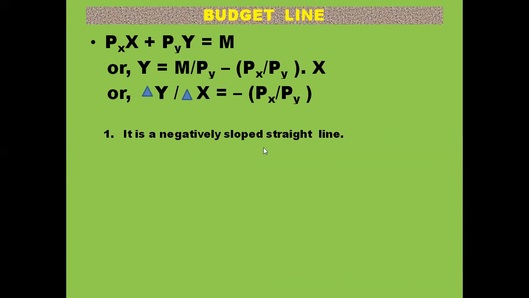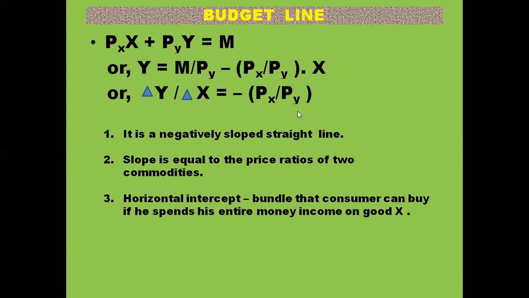Now budget line is a negatively sloped straight line because the slope is negative, and Px by Py is constant. That's why it is a straight line. Slope is equal to the price ratios of two commodities. The slope is Px by Py. So this is the slope, the price ratio of two commodities.